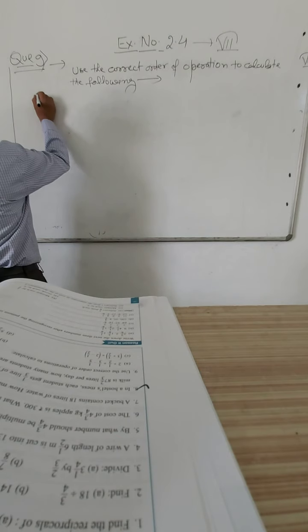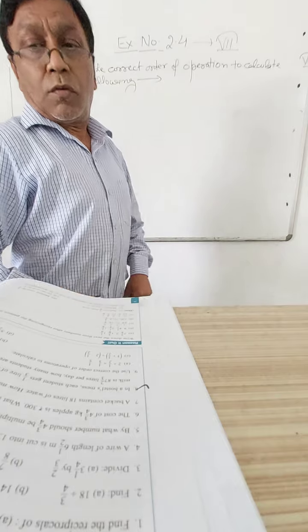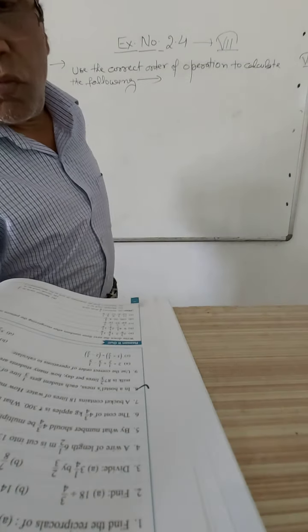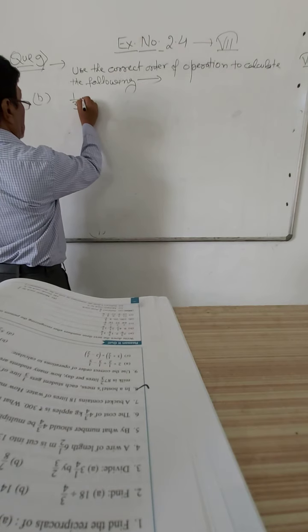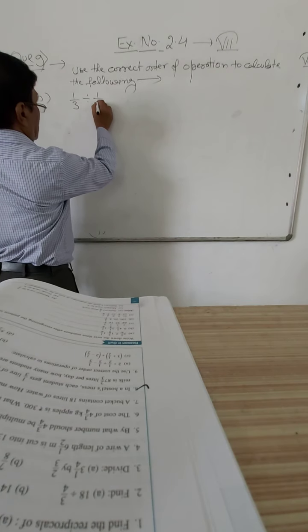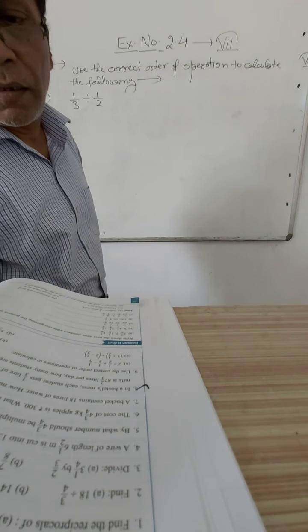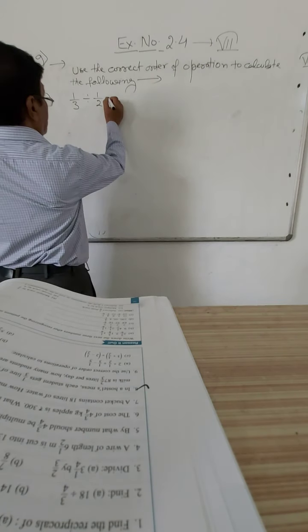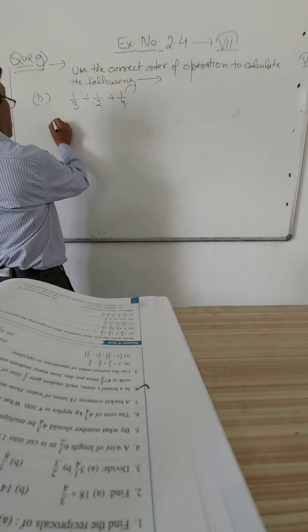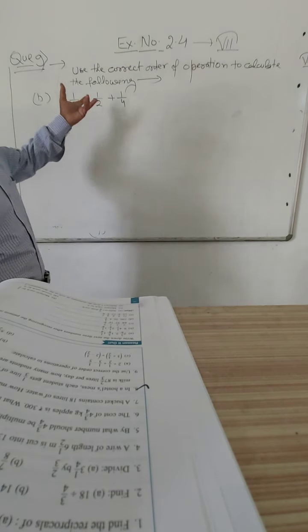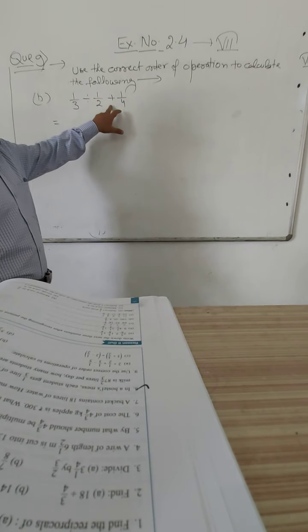Question B. 1/3 divided by 1/2 plus 1/4. This is also very easy. Here there is no bracket, no "of", no epsilon, only division and addition.